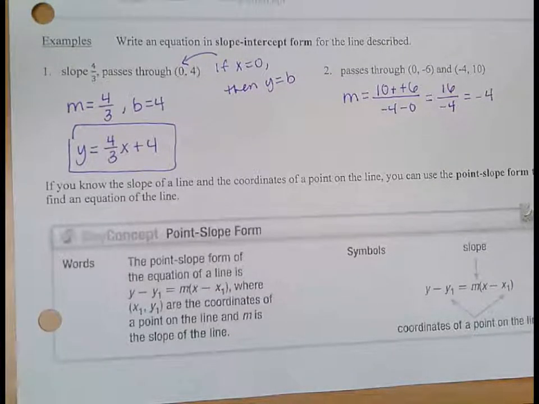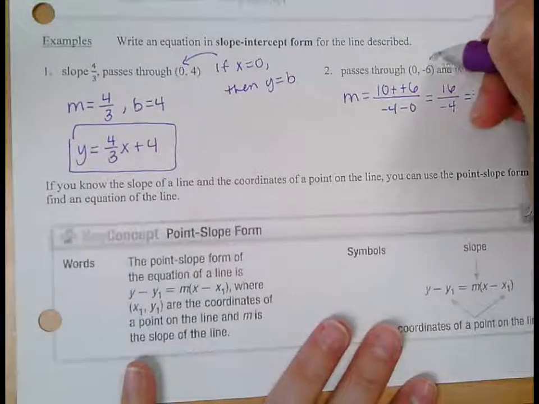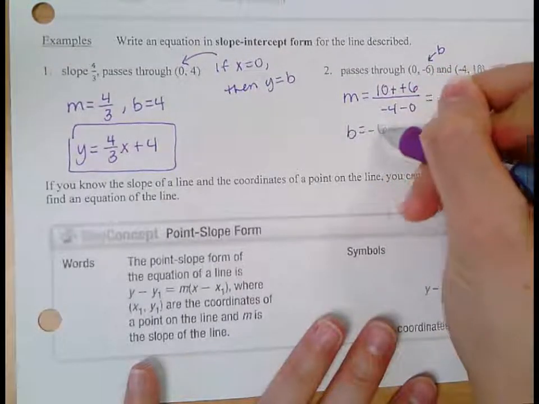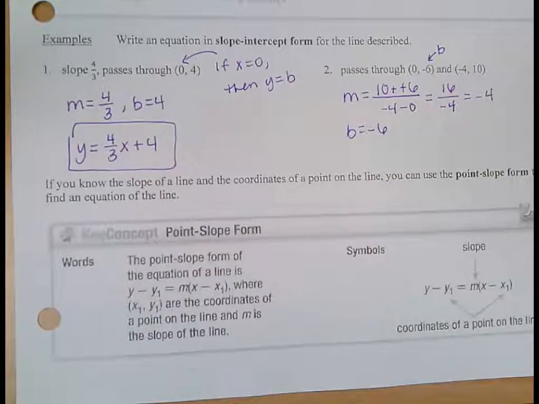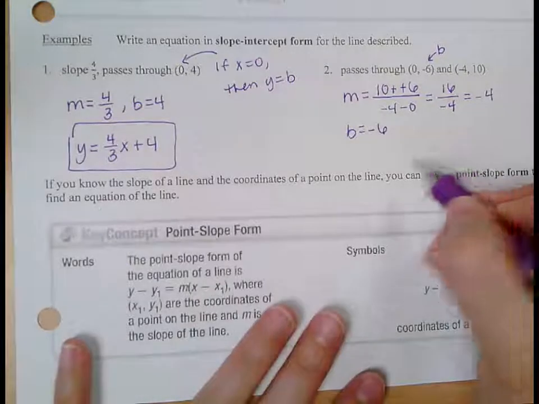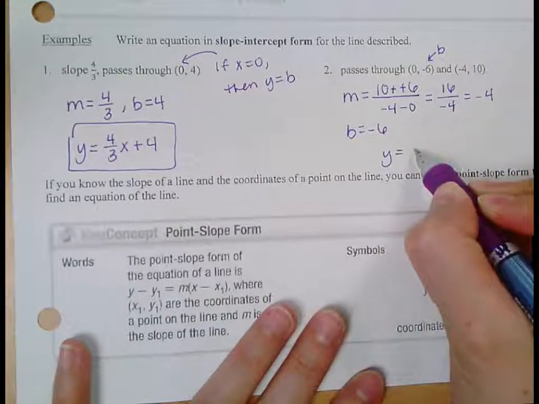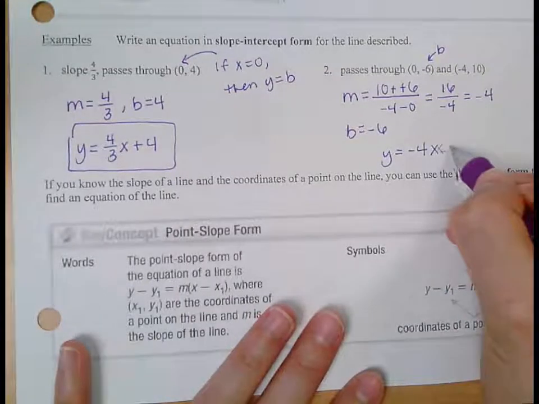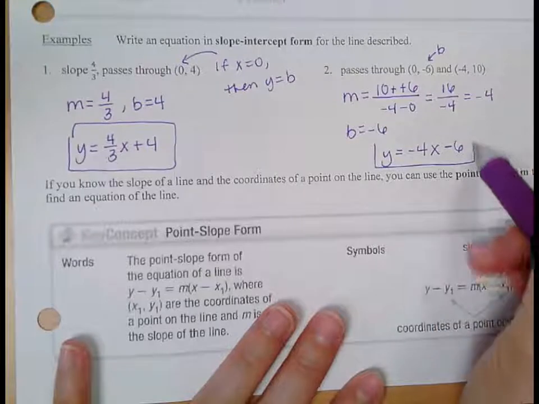Do we have b or do we have to find b for this one? Do we know what b is already or do we need to find it? We know b. What is b? -6. So this is our b value because the x-coordinate is 0. So then we can go right ahead to write our equation of our line. So we have y equals m is -4x, and then I can either put plus -6 or just -6 is fine.